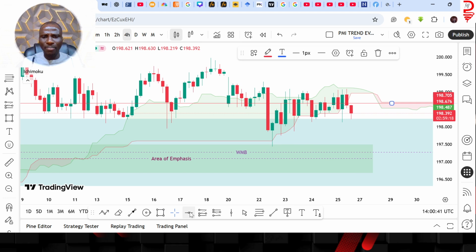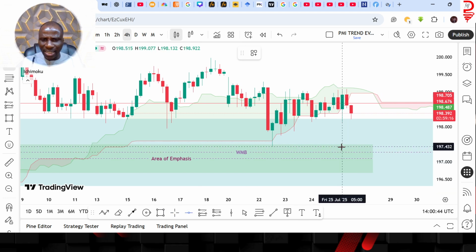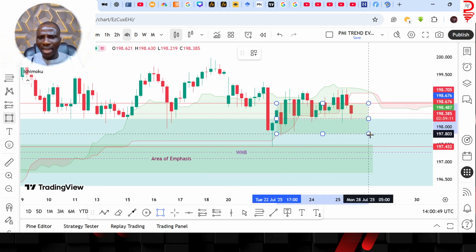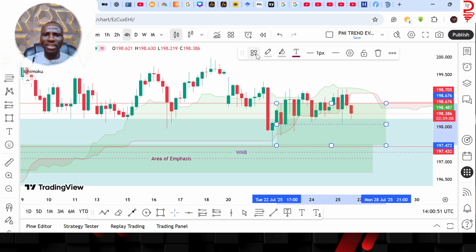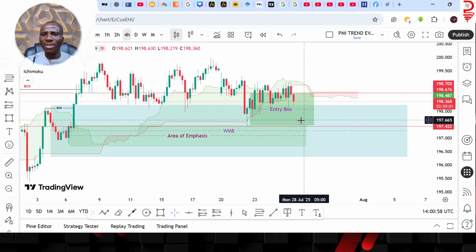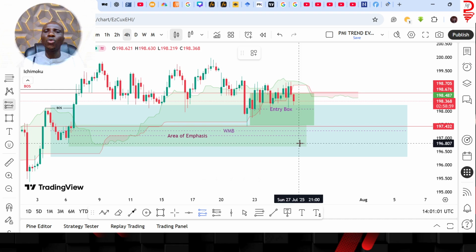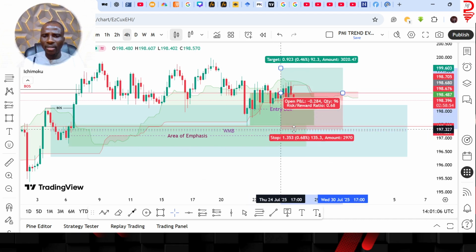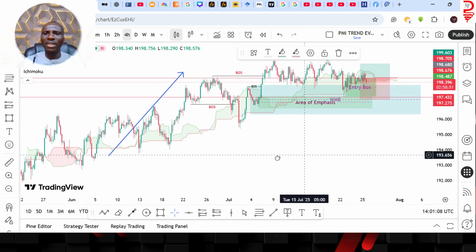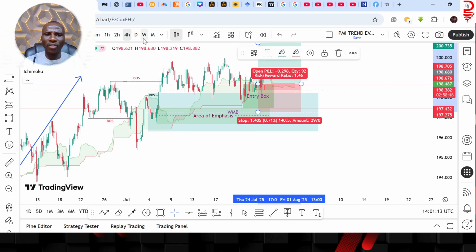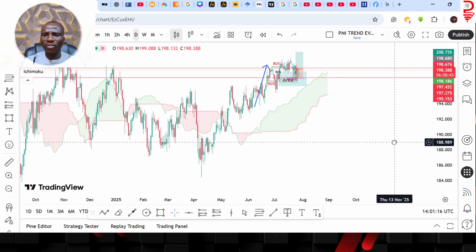Entry box. This is the beginning of the entry box. This is the end of the entry box. So this was the entry box that we identified for this trade. Because this entry box was a bit wide, if you want to take ratio 1:5, you can just position your trade here, and you expect the market to push up, giving you ratio 1:5, something like this.